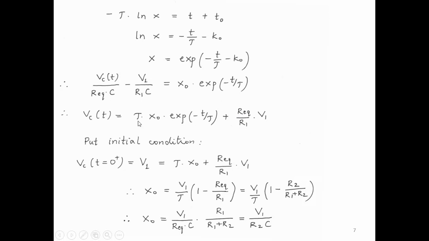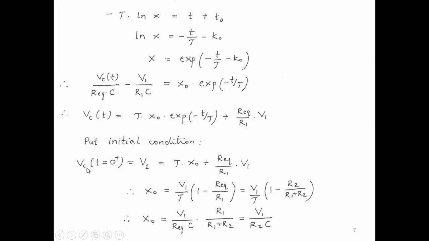To find x0, we use what is called an initial condition, which is the value of Vc at t equal to 0 plus. Always remember 0 plus. For Vc it's okay, 0 plus or 0 minus is the same. But for Ic, the value at 0 plus is different from Ic at t less than 0, and we must use the value after the switch is closed because that is the circuit we are solving.